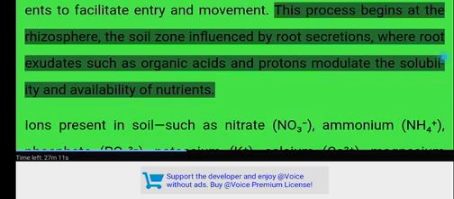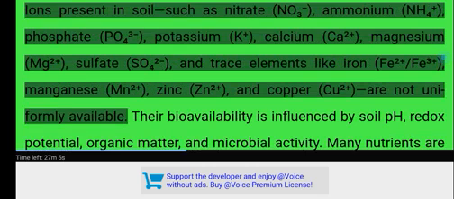This process begins at the rhizosphere, the soil zone influenced by root secretions, where root exudates such as organic acids and protons modulate the solubility and availability of nutrients. Ions present in soil, such as nitrate (NO3-), ammonium (NH4+), phosphate (PO4 3-), potassium (K+), calcium (Ca2+), magnesium (Mg2+), sulfate (SO4 2-), and trace elements like iron (Fe2+, Fe3+), manganese (Mn2+), zinc (Zn2+), and copper (Cu2+), are not uniformly available.